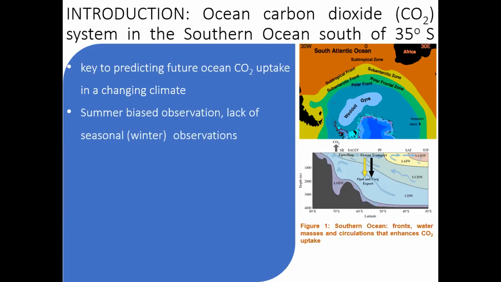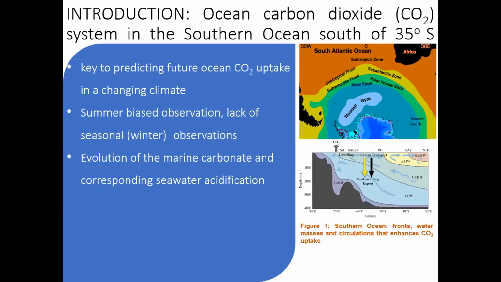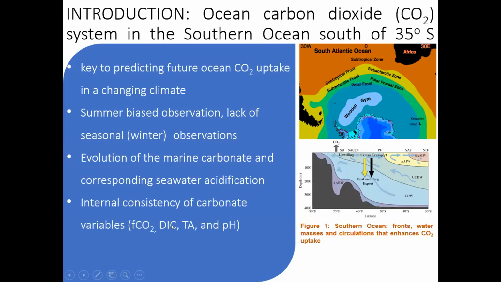But unfortunately, this region has summer-biased observations and lacks seasonal observations, especially during the winter seasons. Thus, we have an incomplete understanding of the actual evolution of the marine carbonate system and the corresponding seawater acidification. Therefore, this study provides new winter carbon dioxide system observations, a season where observations are very, very sparse. Also, using this data, we're able to carry out internal consistency checks of the carbonate variables, that is the fugacity of carbon dioxide, the total alkalinity, dissolved inorganic carbon, and pH.